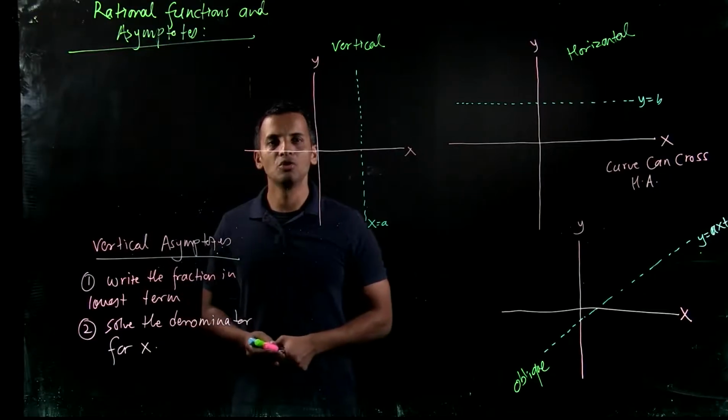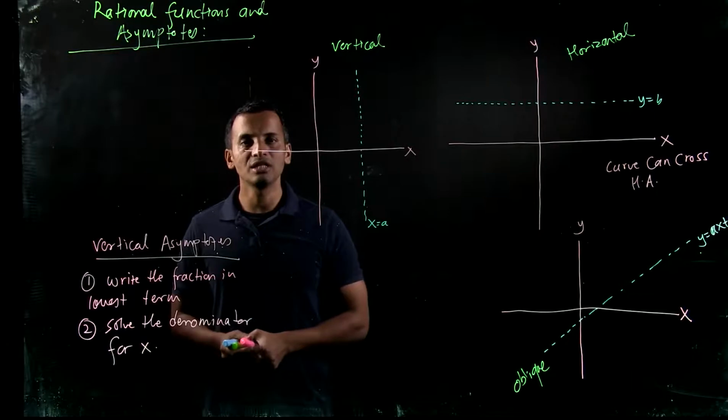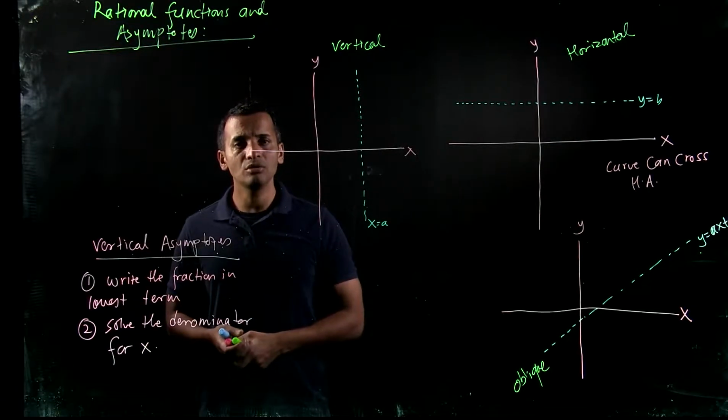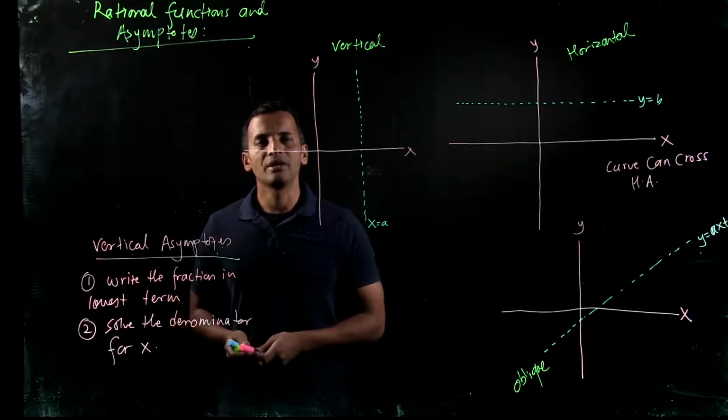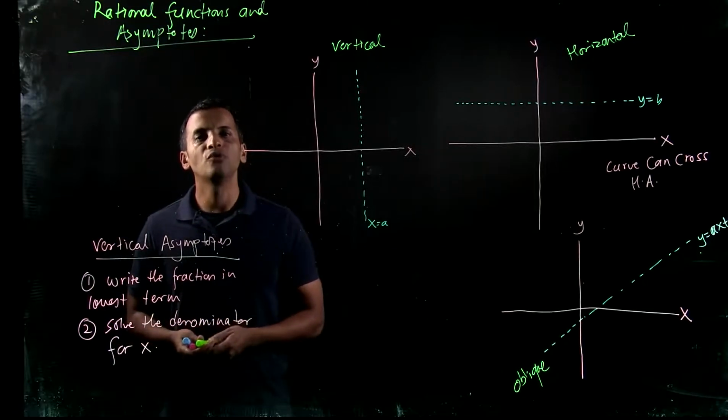Hi, in this video I'm going to talk about what rational functions are, what asymptotes are, and how we find them. First of all, a rational function is a function that is the ratio of two functions.